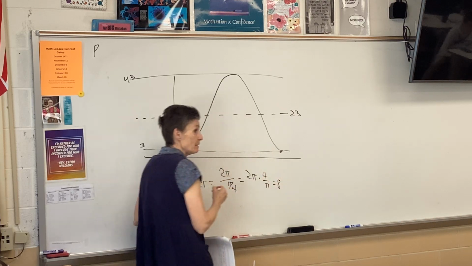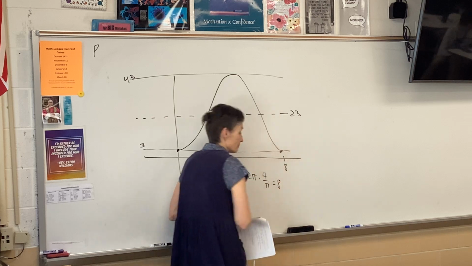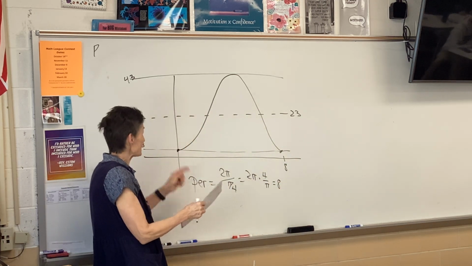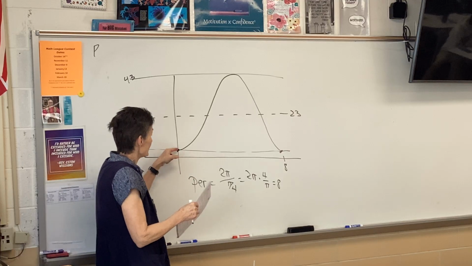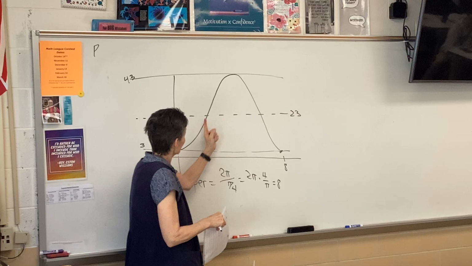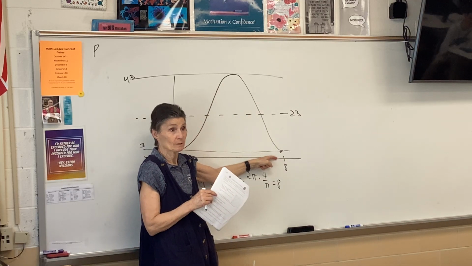Did you get a period of 8? So this is 8. Now remember, Patty is on the Ferris wheel. He gets on, goes up, sits down, the Ferris wheel takes him up and comes back down. So that is one trip around.